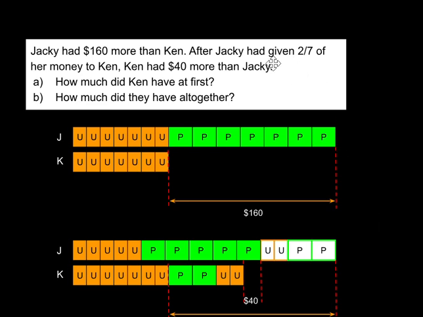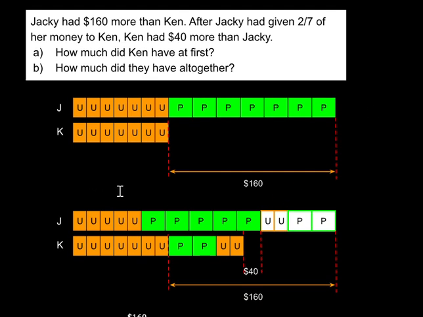The next step is that Jacky gives 2/7 of her money to Ken. This is the important step. This is how I represent giveaway. She will give 2 units to Ken. She also gives away 2 parts of the $160 to Ken. So these 2 units, I give to here. So what she has left is 5U and 5P. And the difference between this line and this line is $40.